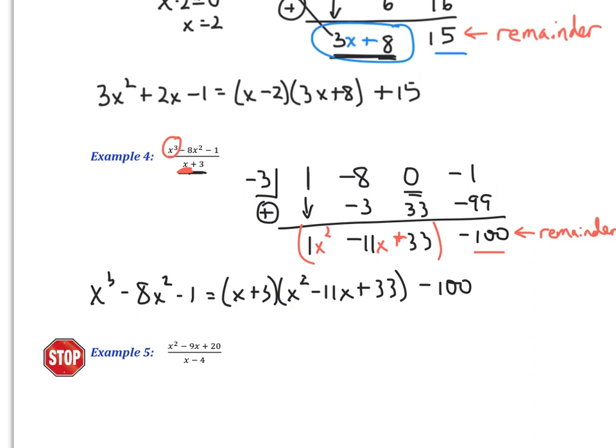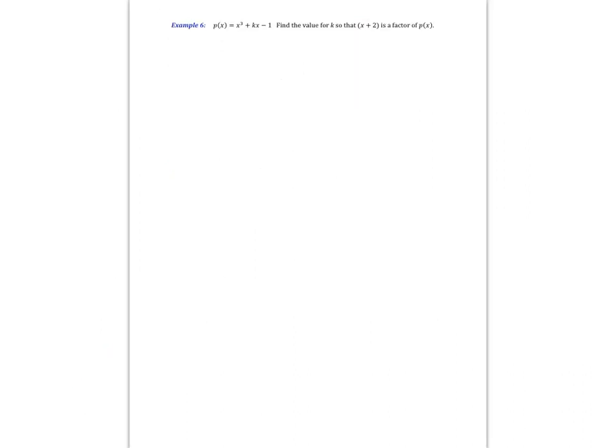All right, because the video is going a little bit long, I'm going to skip example number 5. And what we can do is we can come back to it in class and use that as an opening example tomorrow. So let's just go ahead on to page 3.